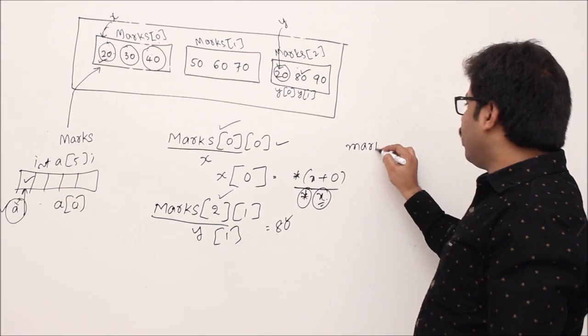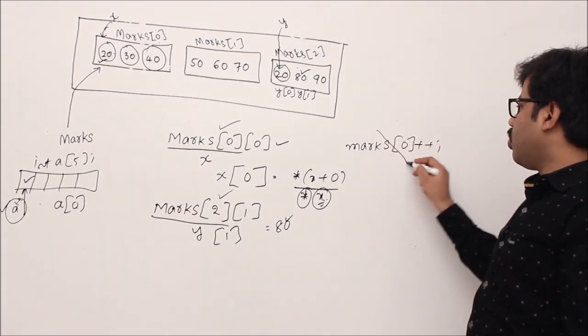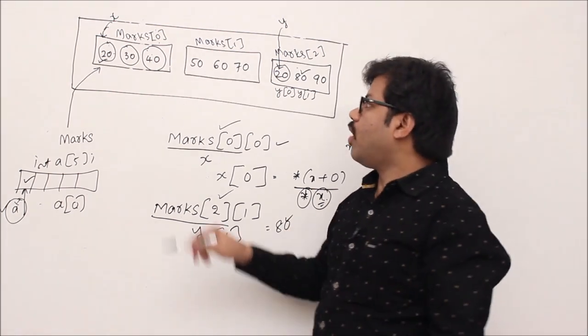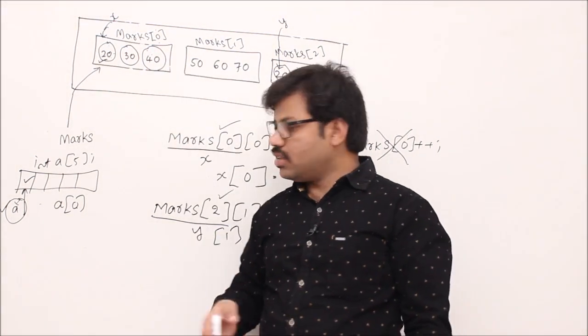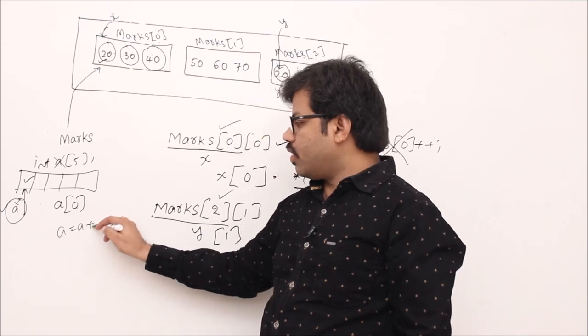Okay. So now, can we modify marks of 0? Sometimes in exams they give it like this, marks of 0 plus plus. Can we do it? No. That means you are modifying marks of 0. You can't modify marks of 0. The reason is you can't modify A, right? A equal to A plus 1. Can we do it? No.